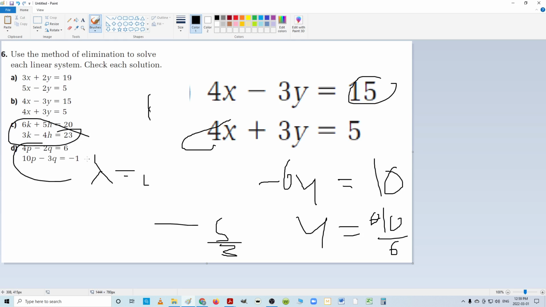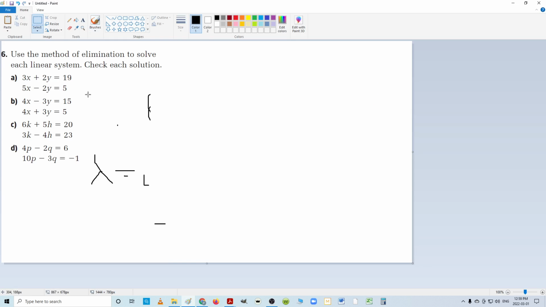And continue on. How do you make this match? Multiply the bottom by 2. How do you make this match? That's a tough one. Yeah, that one I should probably do, because it's not easy to see.